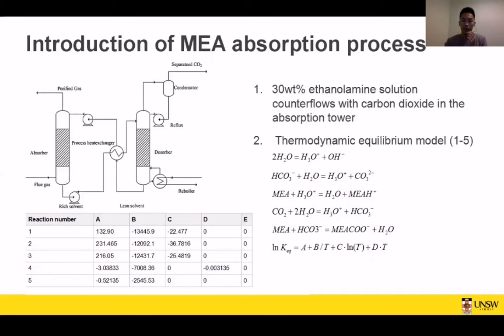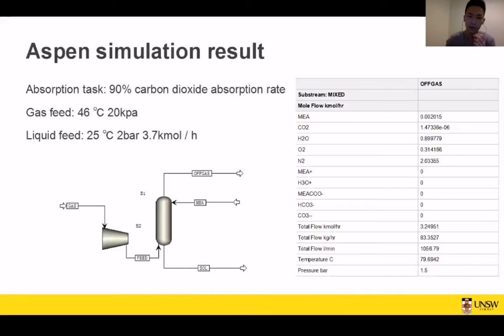reflecting that there are 5 ion reaction formulas involved, and the thermodynamic equilibrium model includes 4 coefficients, which are A, B, C, and D. The specific values of the coefficients are shown in the table below.